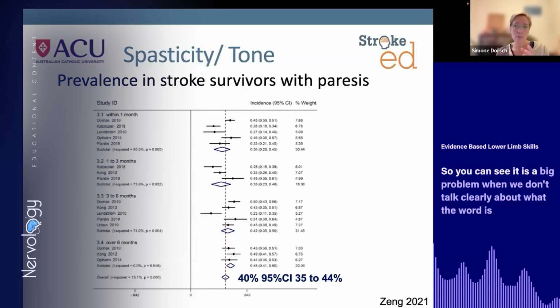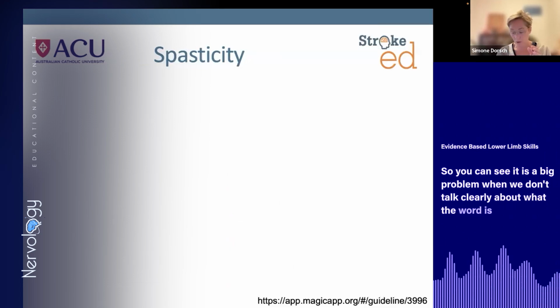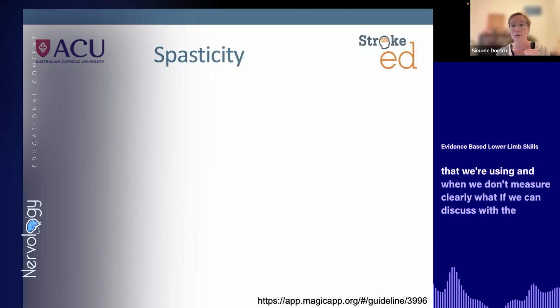So you can see it is a big problem when we don't talk clearly about what the word is that we're using, and when we don't measure clearly.